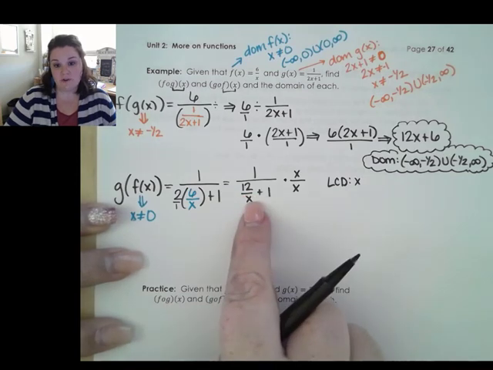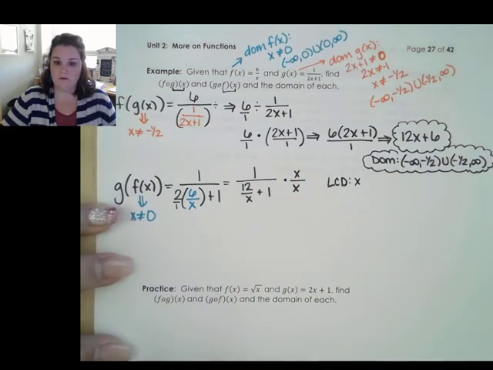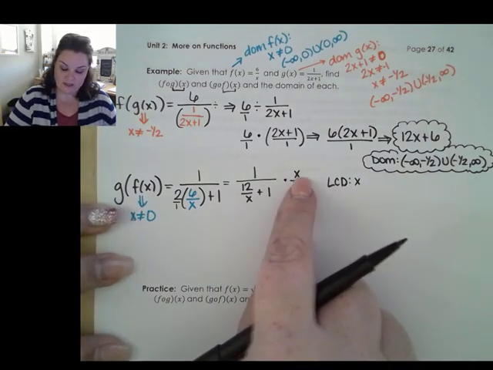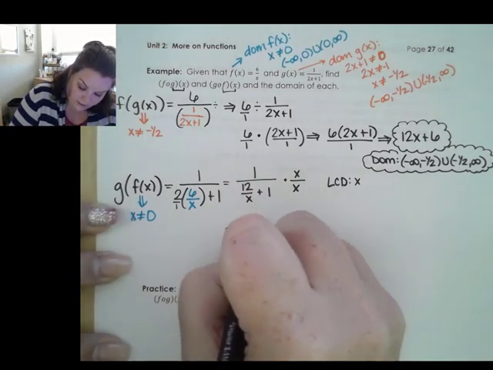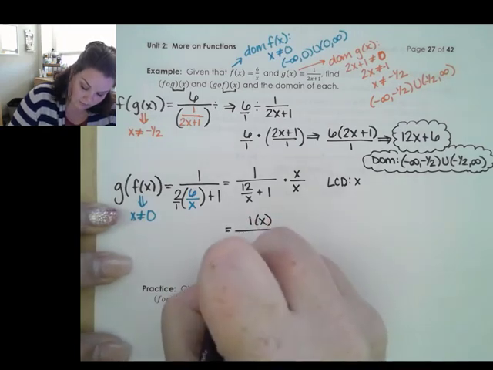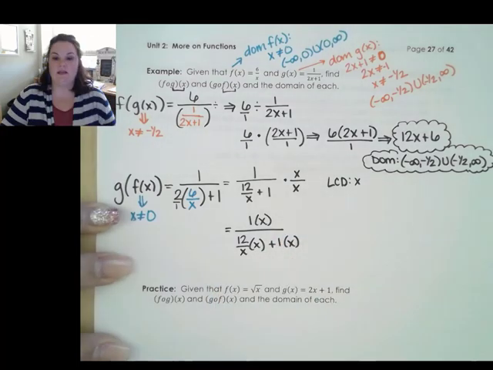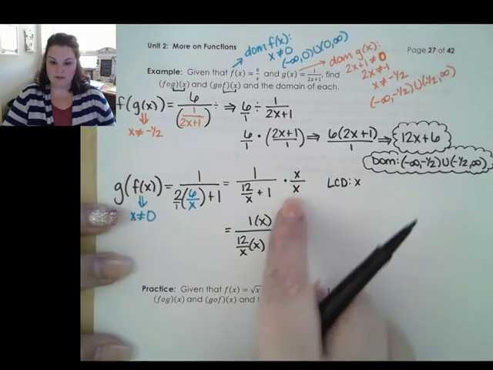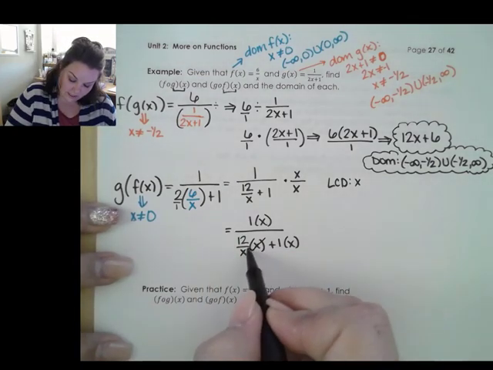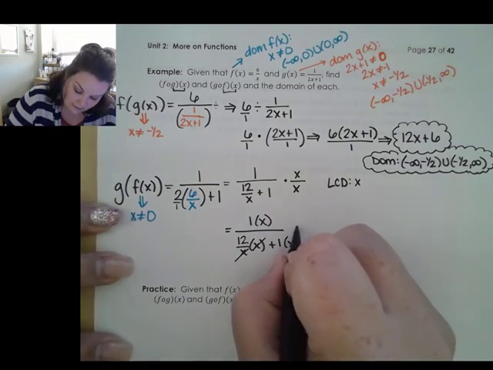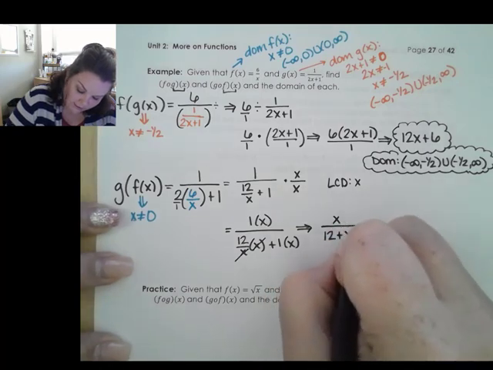And I'm not changing the value because I'm just multiplying by the least common denominator over itself, which is a form of 1. So I'm going to go ahead and just rewrite this with x written next to everything so that you can see how it's going to cancel out. I'm going to have 1 times x on top. On bottom, I have 12 over x times x plus 1 times x. So when we say we're multiplying by x over x, we're really multiplying everything on top and bottom by x, so that this one denominator that I do have will cancel out. And what I'm left with is an x on top, and on bottom I have 12 plus x.